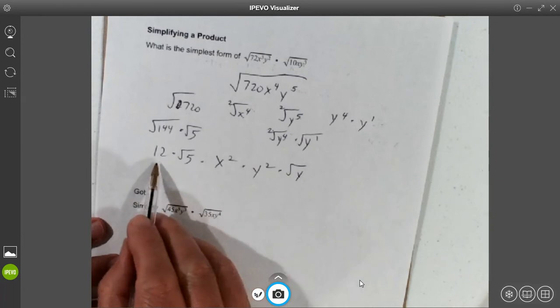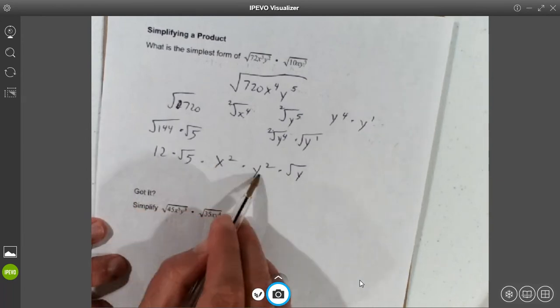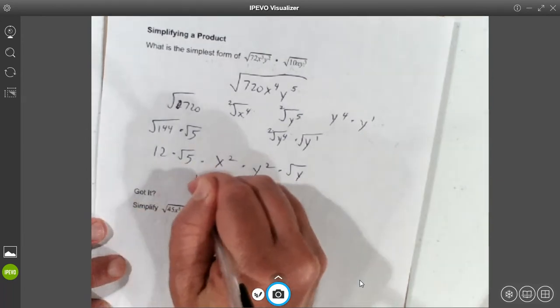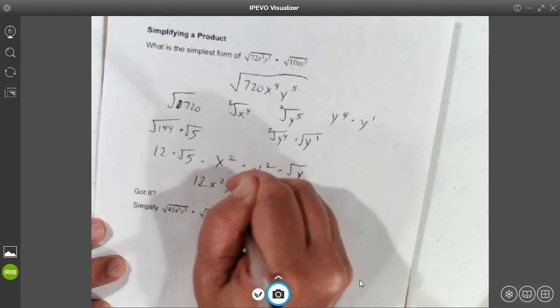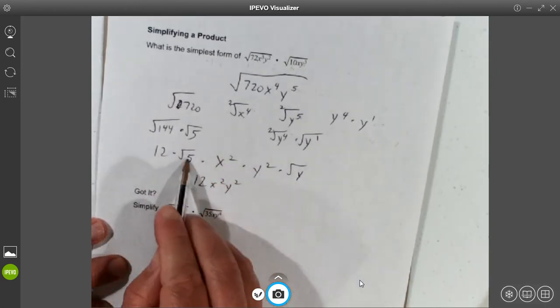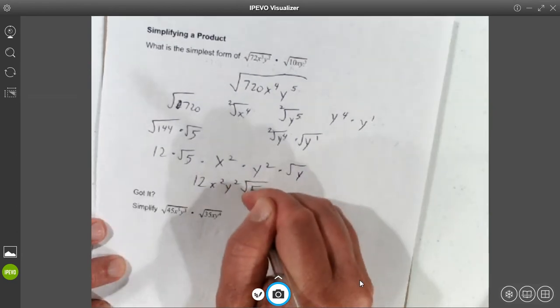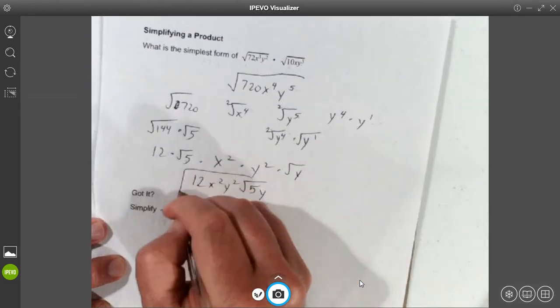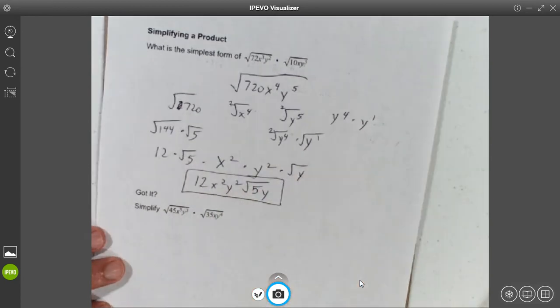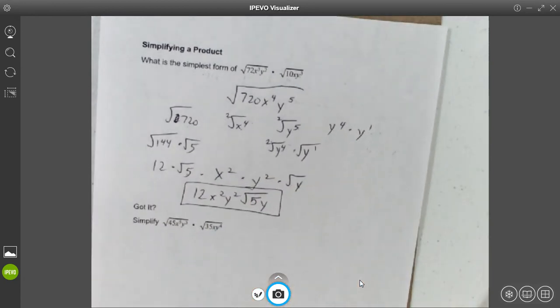And now I look to see what I can multiply. So here we go. These are all outside the radical, so I can multiply those: 12x squared y squared. And these are both underneath a square root, they're both square roots, so I can multiply them, times the square root of 5y. Phew. All right.